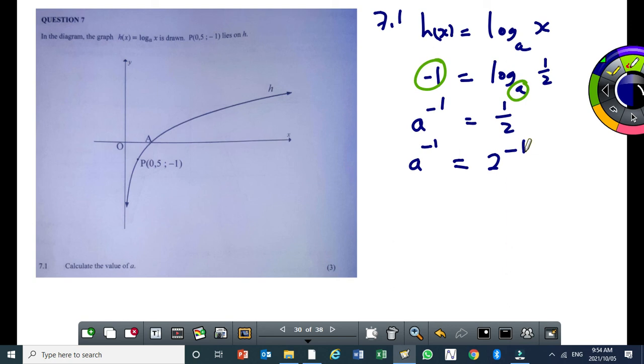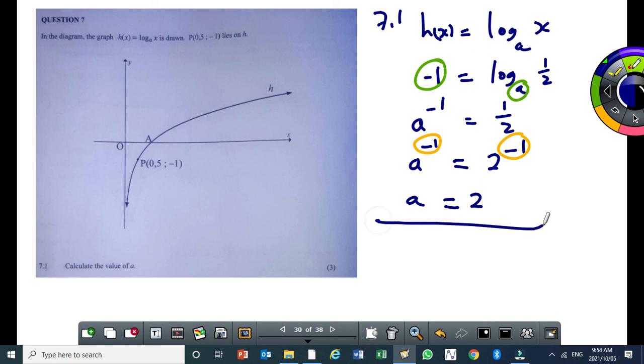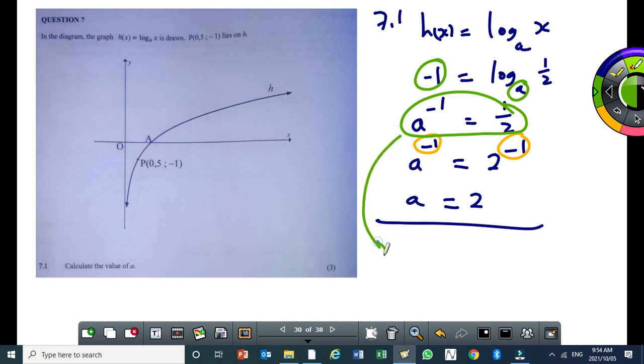Since the exponent here is the same, we can conclude that a will be equal to 2. This is not the only way. If you want, you could also move from this step here. It could also be written as 1 over a is equal to 1 over 2. The numerators are the same, therefore the denominators are equal. So a is 2.